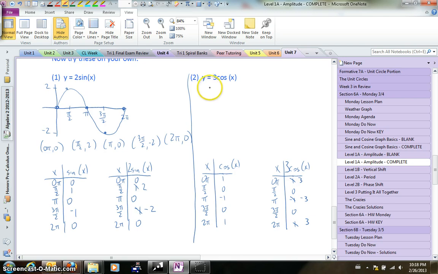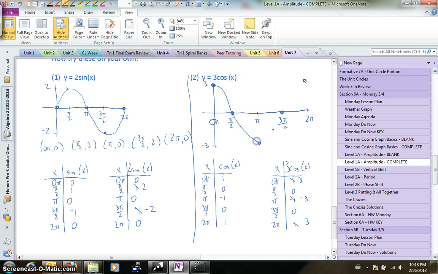So we've got the 5 points we need, and we'll create our axis here. Same thing, we'll use pi over 2. I'll start with 0, pi over 2, pi, 3 pi over 2, and 2 pi. And this time we're going to go all the way up to 3 and down to negative 3, so we create a nice axis that'll work for that. At 0 we're at 3, pi over 2 we're at 0, pi we're at negative 3, 3 pi over 2 we're at 0, and 2 pi we're back to 3.